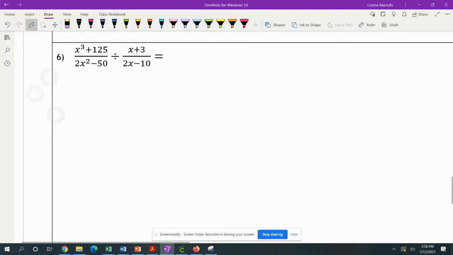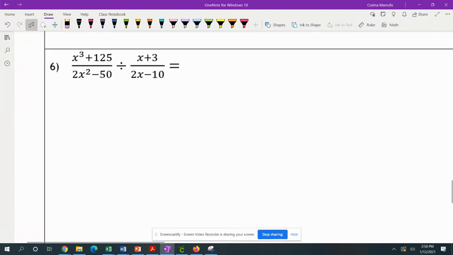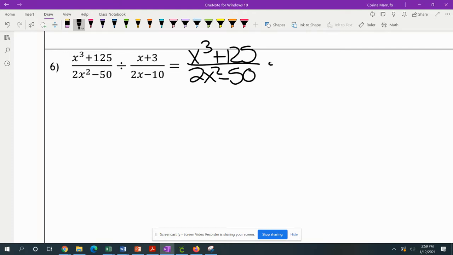Next problem: x cubed plus 125 over 2x squared minus 50, divided by x plus 3 over 2x minus 10. So we're going to go ahead and rewrite this. It'll be x cubed plus 125 over 2x squared minus 50. And I'm going to flip this one around, so 2x minus 10 over x plus 3. Okay, so then we go ahead and start factoring.